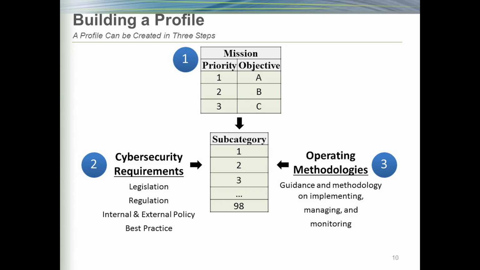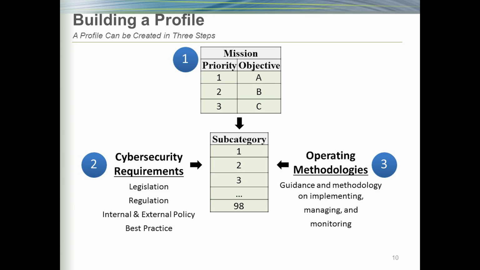So now to the meat of it. Building a profile. This is just one way to think of building a profile. Once again, use framework in a way that it adds the most value for you. But the way I think of it is, you're mapping in the mission objectives and priorities into the subcategories. You're mapping in your cybersecurity requirements to the subcategories, and then you're mapping in the way that you operate your security operation in. This unlocks, from my perspective, the maximum translative value of cybersecurity framework.